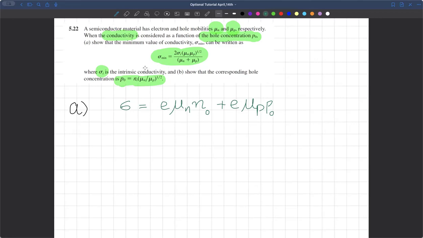They say it's a function of the hole concentration, so it's better to convert n naught to p naught as well, so that we have only one variable on which this depends. So n naught p naught is equal to n i squared, which means n naught is equal to n i squared over p naught. So we plug in the values here.